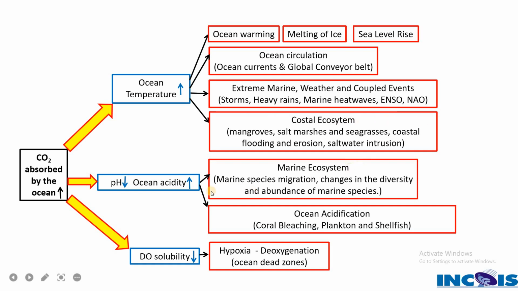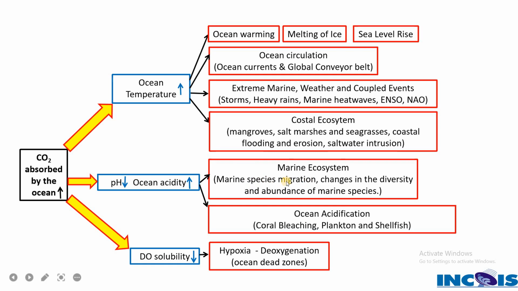Okay, and coming to the acidity, as I told, when carbon dioxide is dissolved in seawater, it forms carbonic acid, thereby making the seawater more acidic in nature. A coastal ecosystem is the ecosystem we see near the coast, but the marine ecosystem is the ecosystem in the whole ocean. Because of this acidic nature of the seawater, there will be a change in the geographical range of marine species.